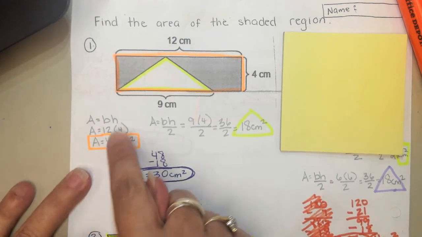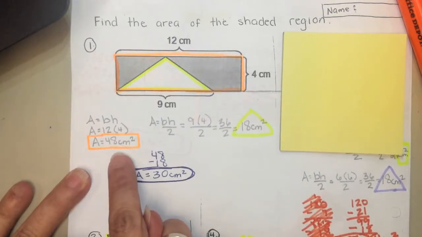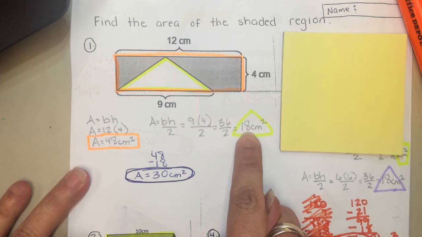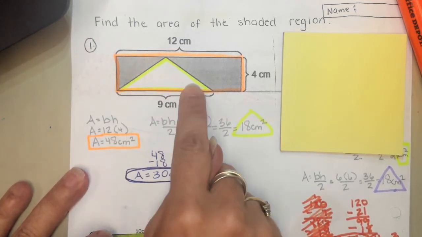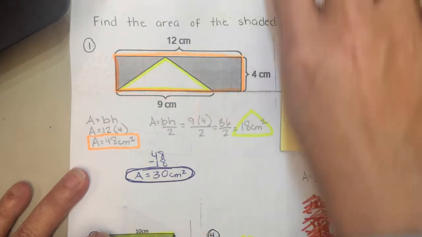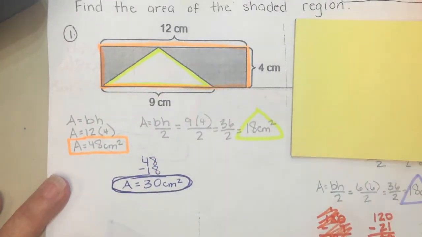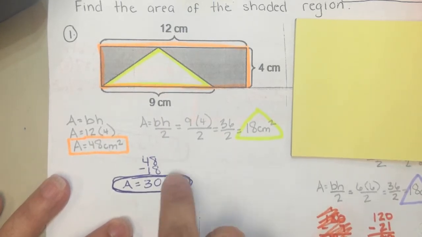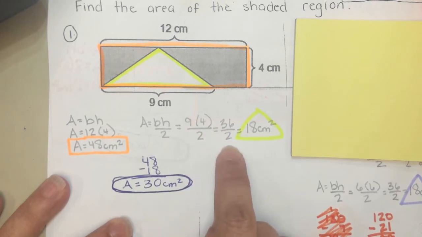First, I found the area of the big orange rectangle, which was 48, base times height. I then found the area of the triangle, which was 18. And then I want to take that away. So I subtracted it and got 30. Okay? Any questions on that one? This to me was a little bit easier one. You got to remember on triangles to divide by 2.